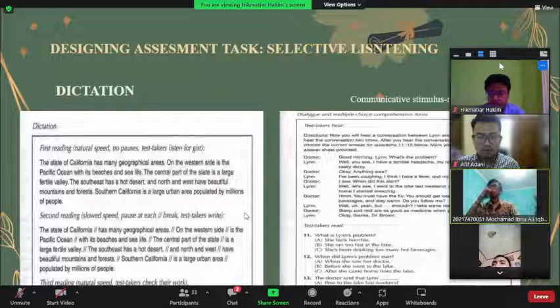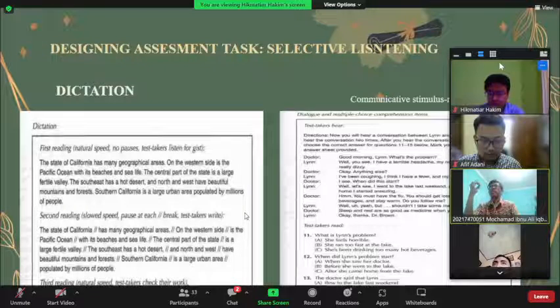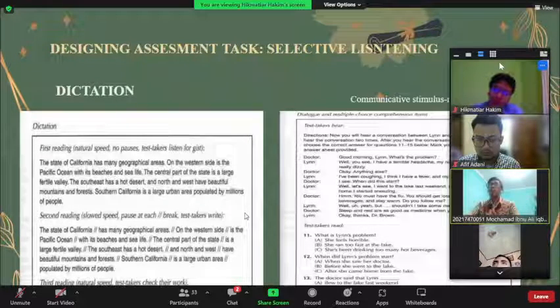The first reading: The state of California has many geographical areas, all on the western side, on the Pacific Ocean, with the beach and the sea life.